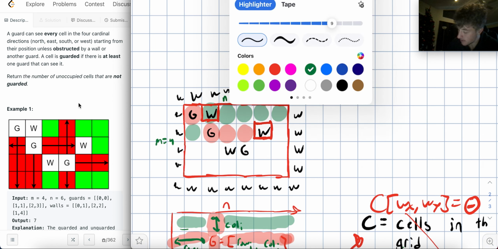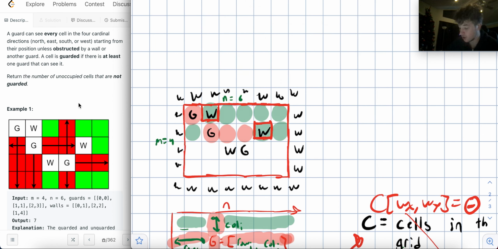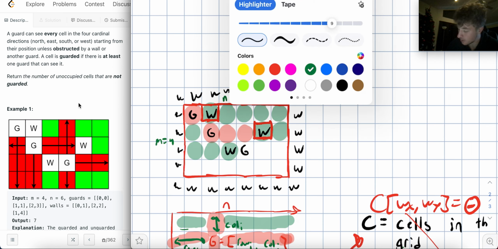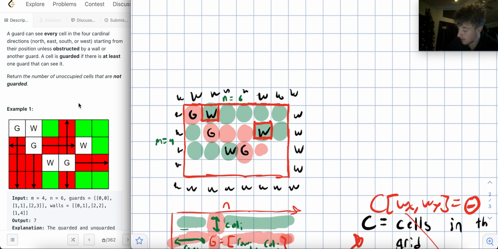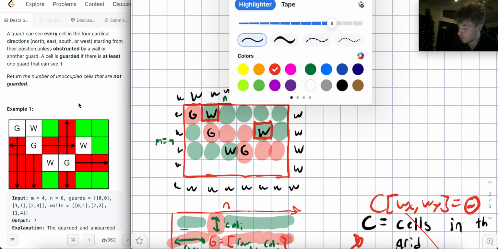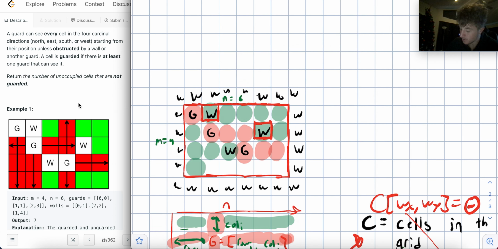But then I see a guard. And then I see a wall. And then I'm good going forward. I'm good going forward in the beginning. I see a wall, I'm good. I see a guard, I'm bad. And I see a guard going forward. I start a new row going right. I see nothing, nothing, nothing, nothing, nothing, nothing. Okay, that's my first iteration.